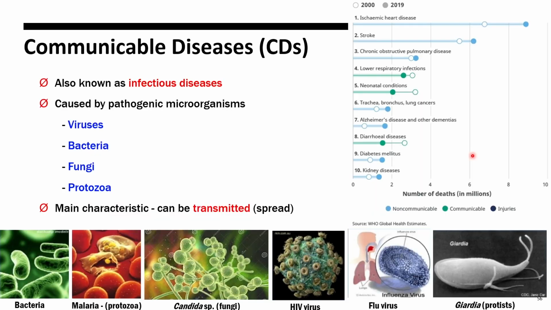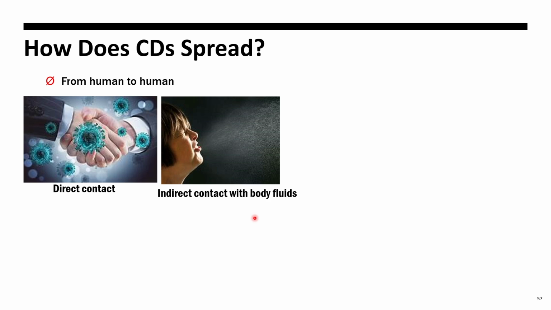Now, let us move on to communicable diseases, or CDs. Communicable diseases are also known as infectious diseases. These are caused by pathogenic organisms like viruses, bacteria, fungi, and protozoa. The main characteristic of these diseases is that they can be spread or transmitted.